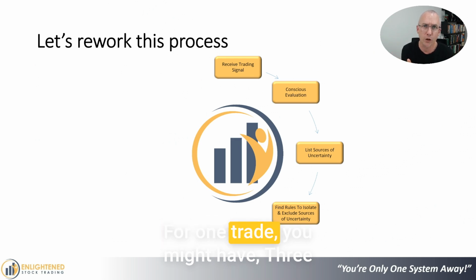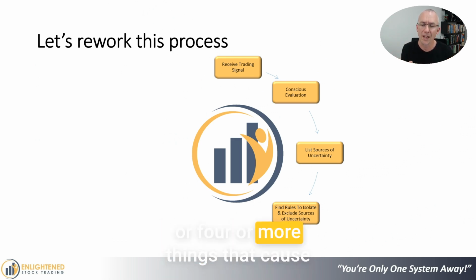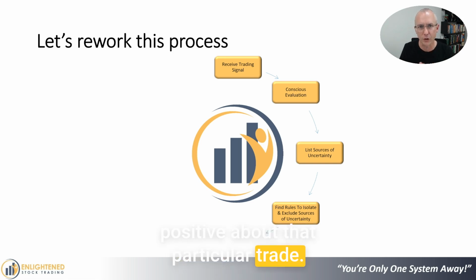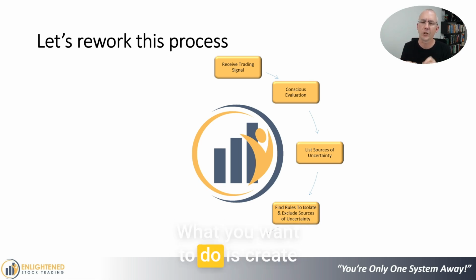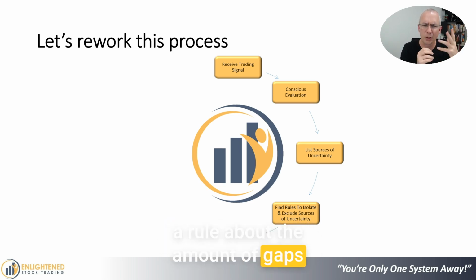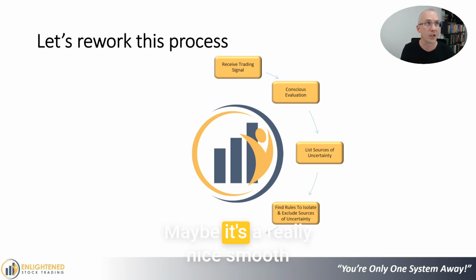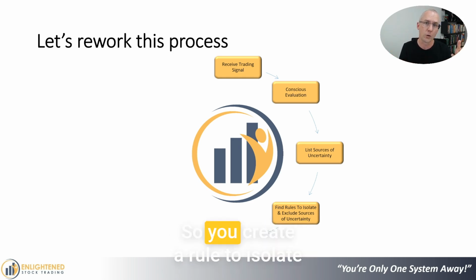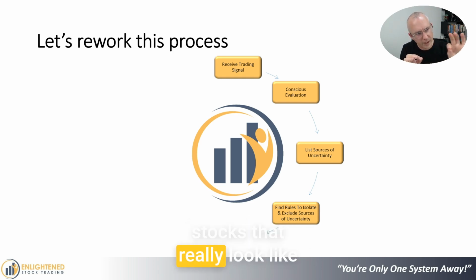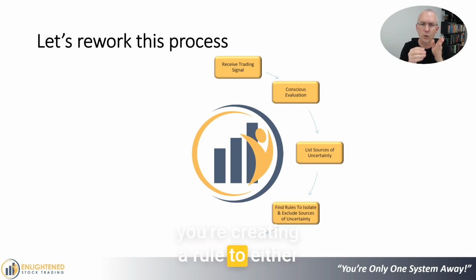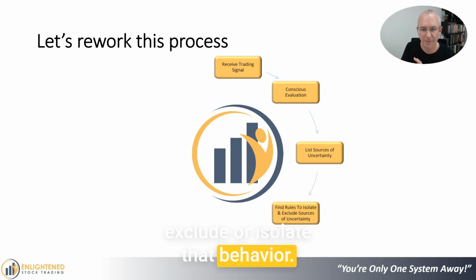For one trade, you might have 3 or 4 or more things that cause you to be either uncertain or overly positive about that particular trade. And that's okay. What you want to do is create a rule to isolate each one of those things individually. Maybe it's gappy and you create a rule about the amount of gaps to eliminate stocks like that. Maybe it's a really nice smooth trend and you're feeling like, I really can't wait to buy this stock. So you create a rule to isolate stocks that really look like they're trending smoothly like that. Whatever the response is, you're creating a rule to either exclude or isolate that behavior.